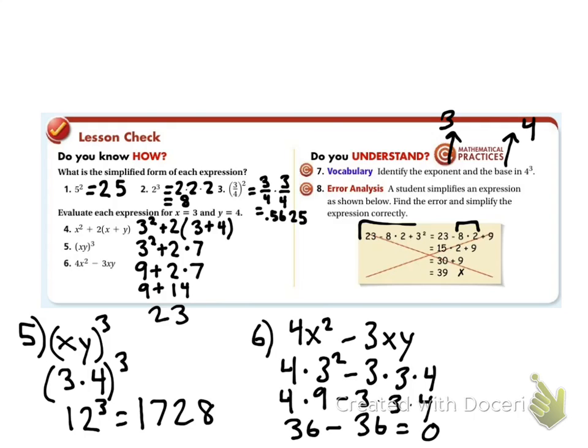So if we keep going with it correctly, it should have been 23 minus 16 plus 9, and then we have subtraction and addition, and we need to work left to right. So 23 minus 16 gives us 7. 7 plus 9 gives us 16. Our answer should have been 16.